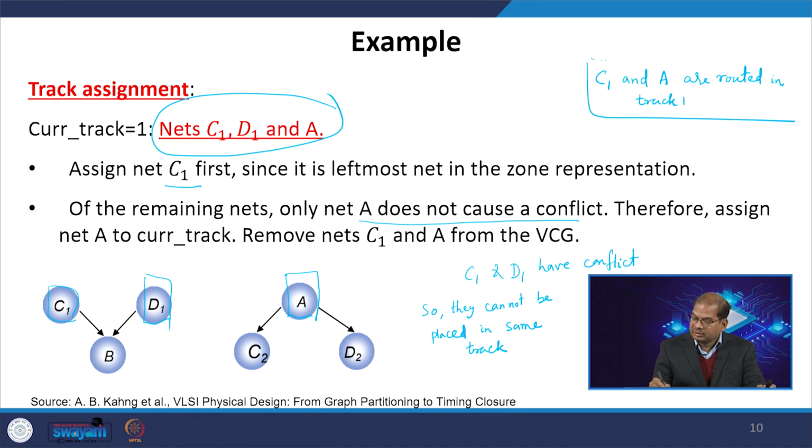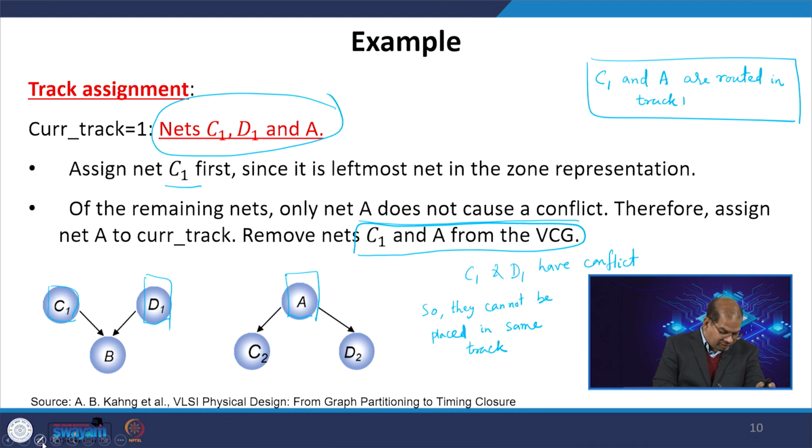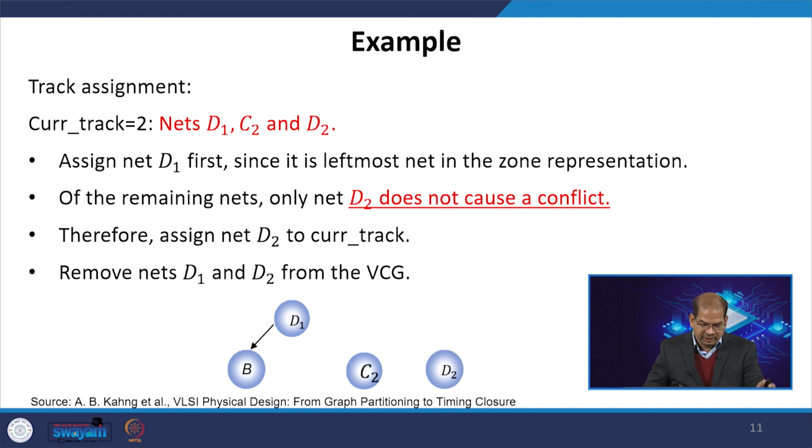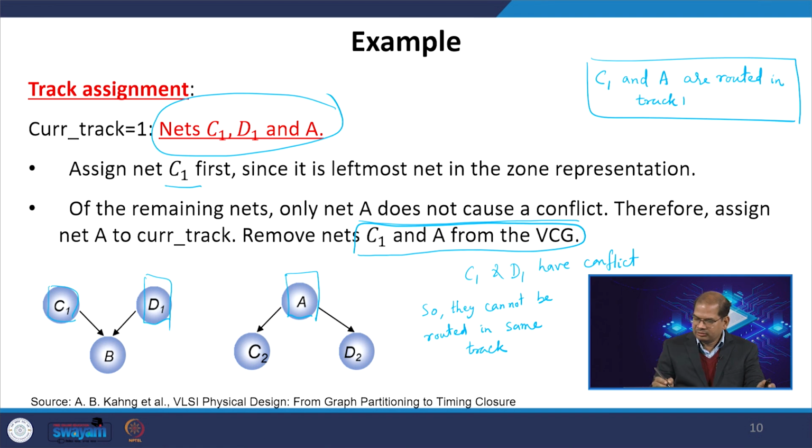Okay. So, this is basically the conclusion from this slide. Since they are routed, they should be removed from the vertical constraint graph. Now, next, we have this vertical constraint graph. The nets available to us are now D1, C2, D2. D1, C2, D2 have no parents. So, this is the conclusion from the first slide.